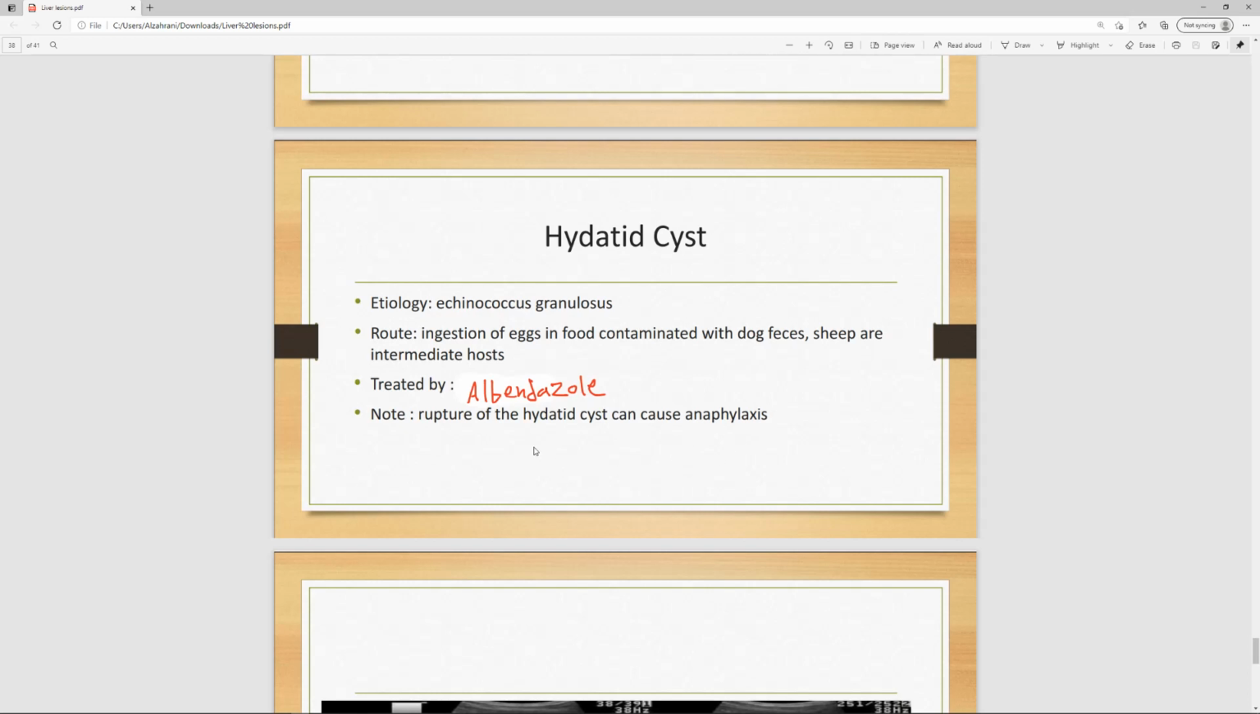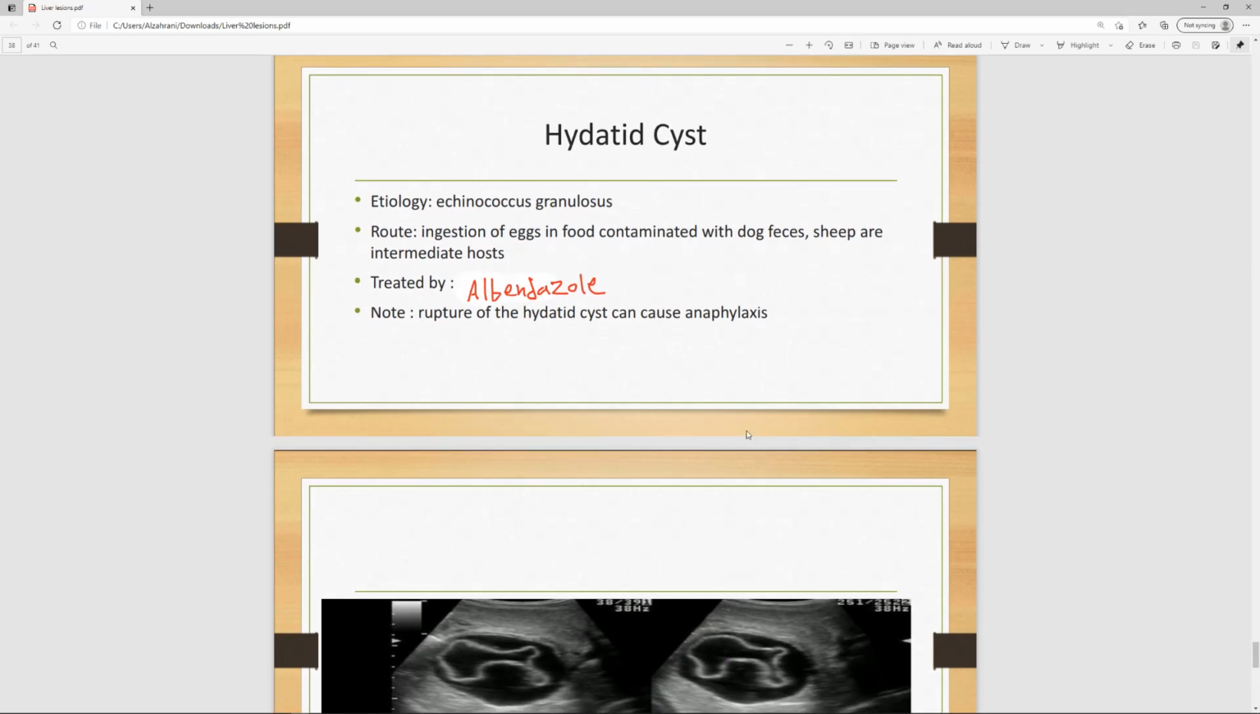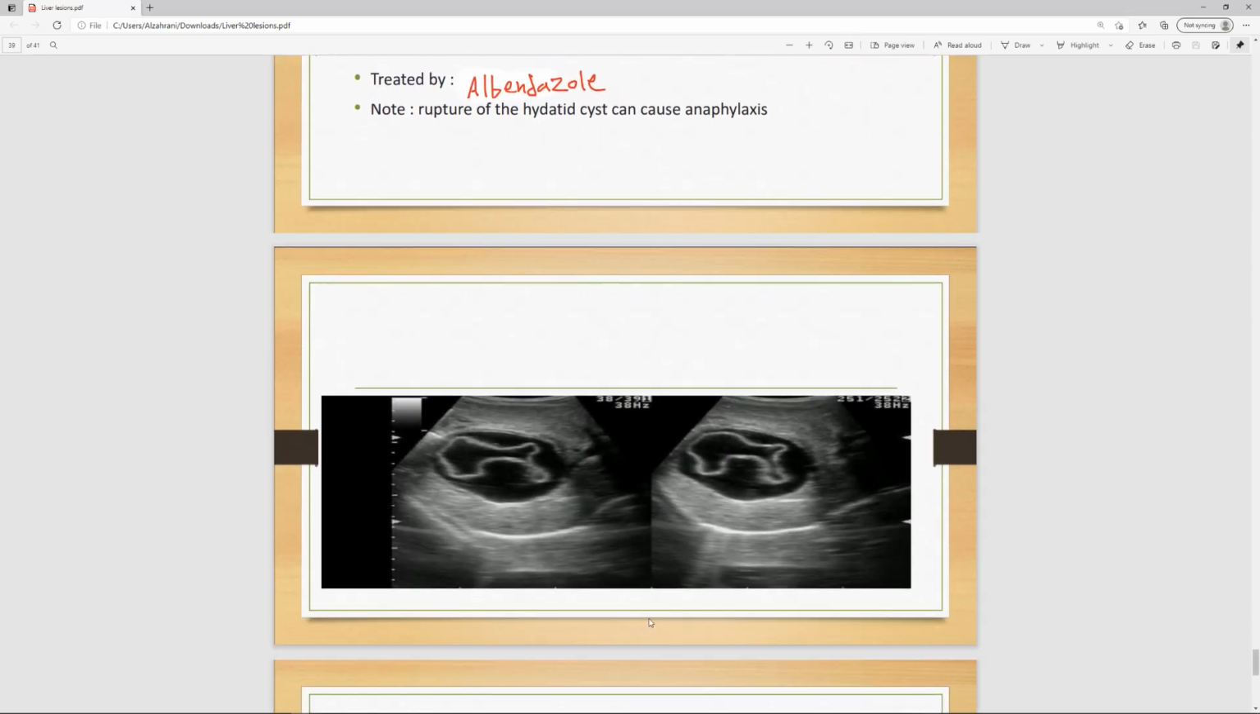If you see hydatid cyst on CT, that's correlated with the history of eating contaminated food with dog's feces or something like that. Don't try to remove the hydatid cyst, otherwise it will cause anaphylaxis, because these contain antigens that are highly immunogenic. This is a characteristic of hydatid cyst.